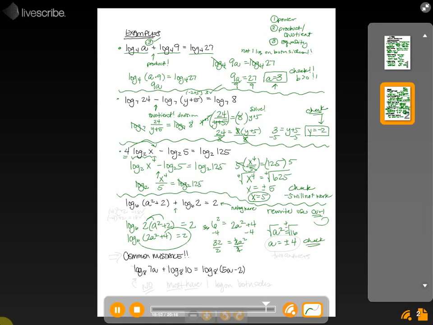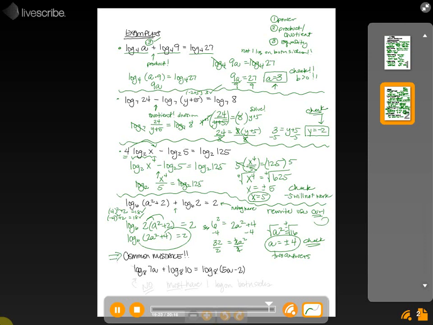When we go back to the original problem, it would be 4 squared plus 2. 4 squared is 16 plus 2 would be 18. That one works. When we plug in negative 4, squared is positive 16 plus 2 is 18. So that one works. So in this case, we have 2 answers, because both of them work in the problem. And again, that's the importance of checking your answer.